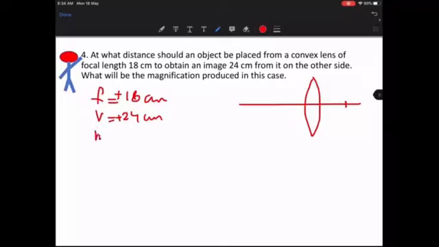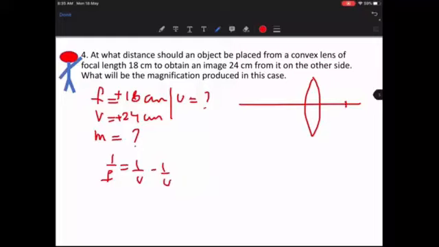Then you have M, which is magnification you have to calculate. What will be the magnification? So is your U given? No, your U is not given. So your U you have to calculate. Now you know your V, you know your F, you can calculate your U. What is the formula in case of lenses? In case of lenses, the formula is 1 upon F is equal to 1 upon V minus 1 upon U. Just calculate and let me know.